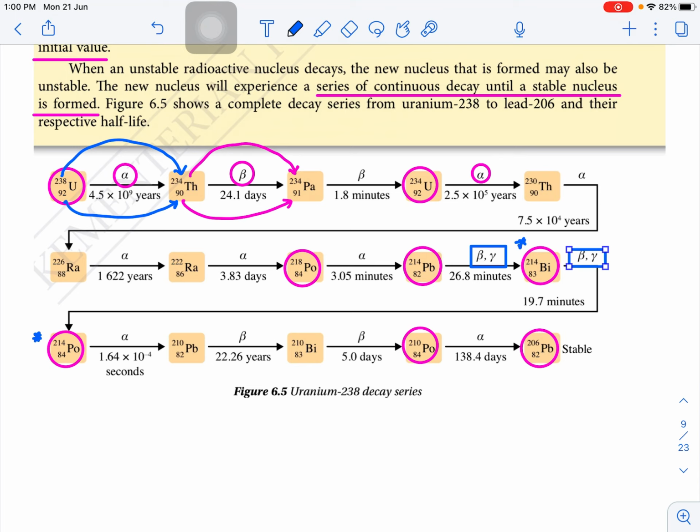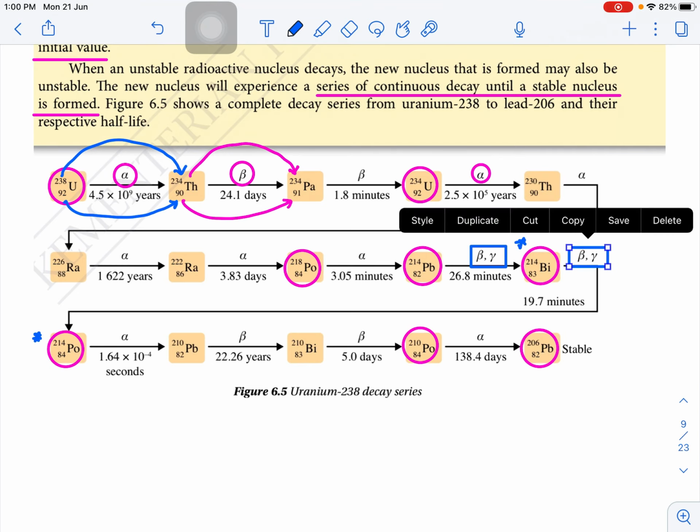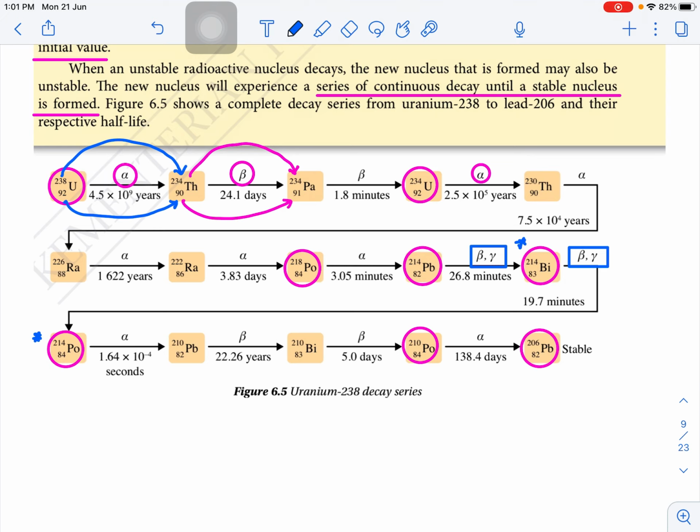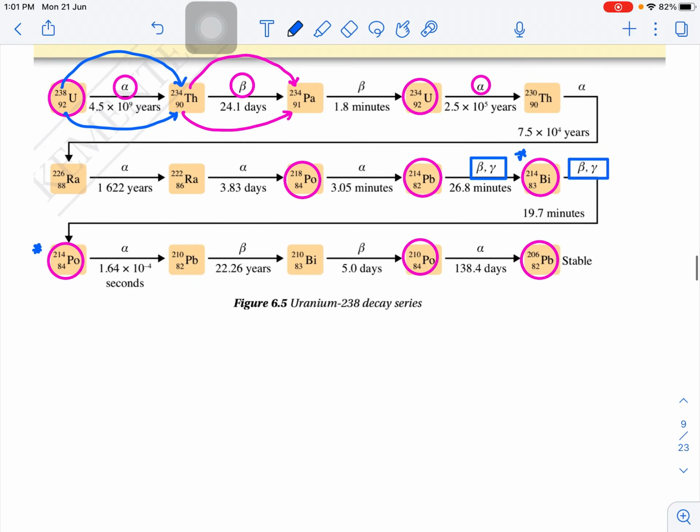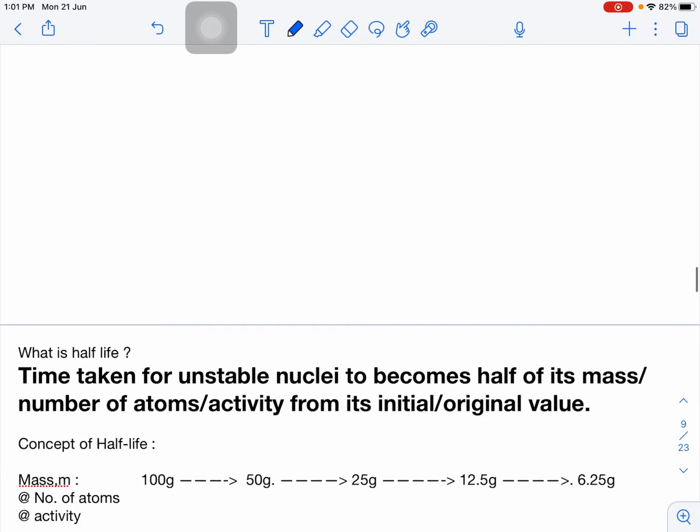So the gamma ray will affect the energy level of the bismuth, where the energy level of the bismuth is higher than the polonium-214. That is the effect of gamma ray. It will emit together with another particle, maybe alpha, maybe beta. This is an example of the decay series for uranium-238-92 to become a stable nucleus, lead-206-82.